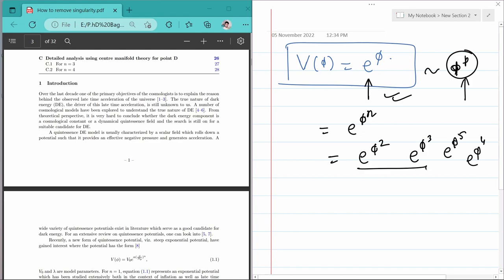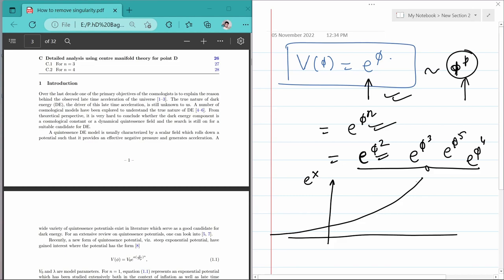So when your potential has a power law type scenario in the exponent, then the potential will become a lot steeper. For example, if you see the graph of e to the power x here, it will rise like this. Suppose I consider e to the power x square, then it will have this kind of scenario. Similarly, for x cube, this will go like this, and as we increase the power, it will become steeper and steeper and steeper. So that is the meaning of a steep potential.